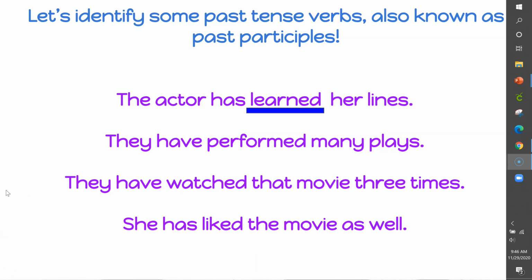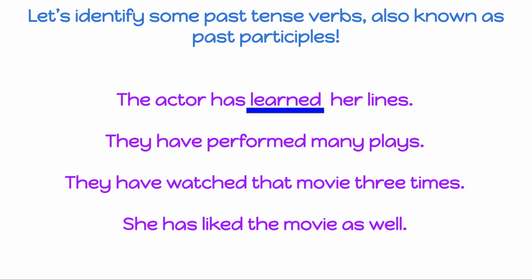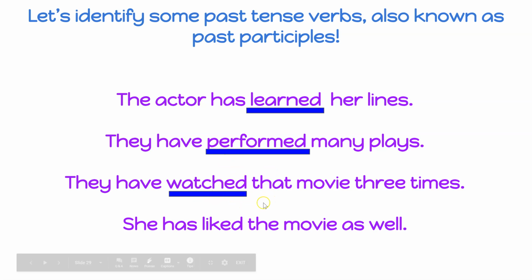Now let's try the second sentence. They have performed many plays. Can you find the verb? That's right, it is performed, and we noted it is past tense because of the ed at the end. What about this sentence? They have watched that movie 3 times. What's the past tense verb here? That's right, it is watched, and we know it's past tense because it has ed.